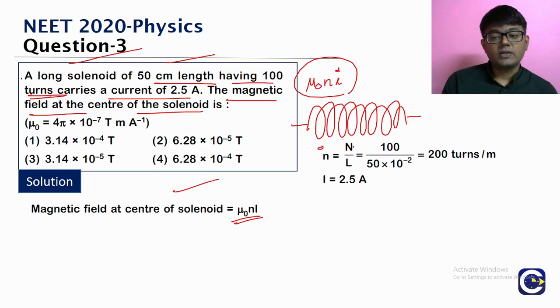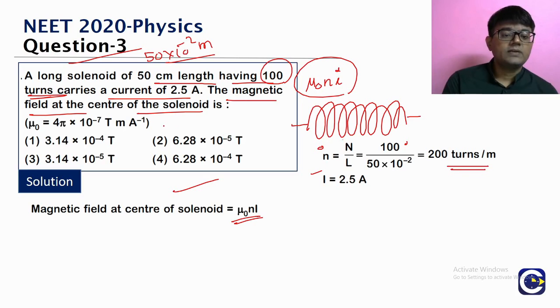Now small n is the number of turns per unit length. We have a total number of turns 100. Length is 50 centimeter, which in meters is 50 into 10 power minus 2 meter. So the number of turns per unit length will be 100 divided by 50 into 10 power minus 2, which is 200 turns per meter. I is 2.5 amperes. And the SI unit value of mu naught is 4 pi into 10 power minus 7.